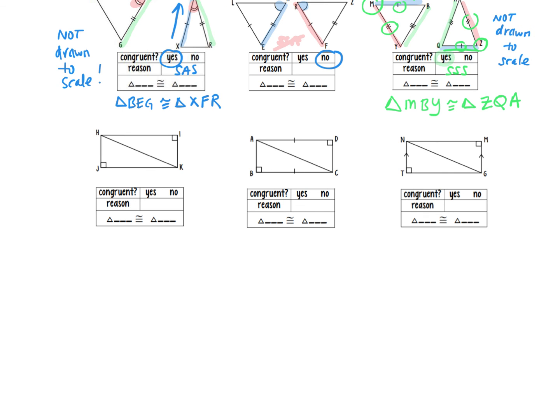All right, we're on to the final three, and check out the similarities between these pictures. First of all, I notice that in all three of these pictures, they share a side. So I'm going to come in and mark it congruent to itself. In the second picture, I had to use 2 tick marks because 1 tick mark was already taken. In this first picture, they are right triangles.